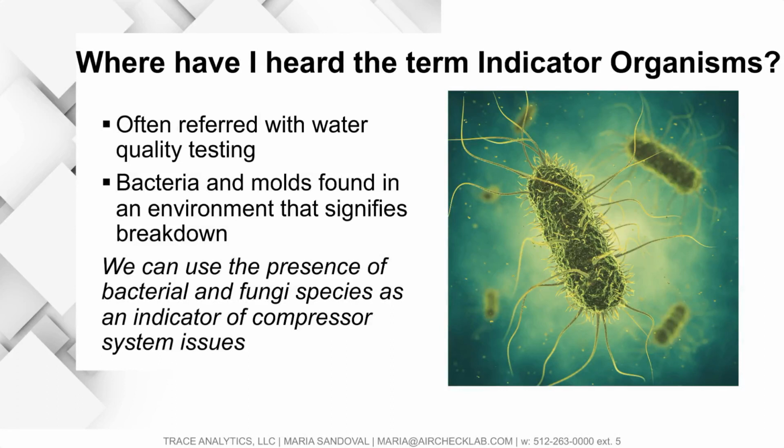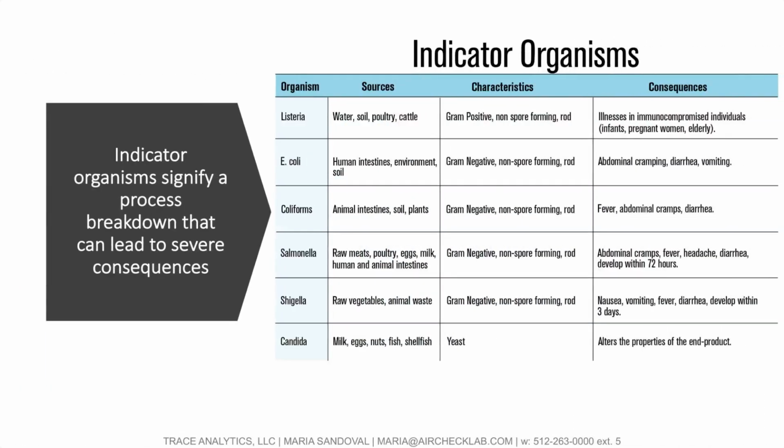But I would like to challenge the industry to think of indicator organisms also as a way to signify an indication that our compressor system is having issues. And that's by saying if we have the presence of bacterial or fungi species in our compressor, there is an indication that something somewhere along the piping system has broken down. And that doesn't mean physically broken down, but it means we've lost control somewhere. And it really begins with understanding your system.